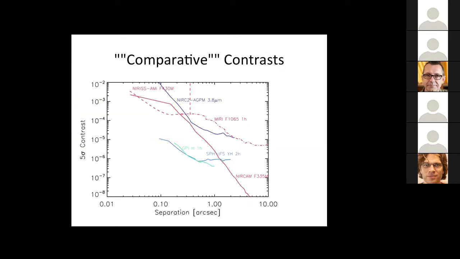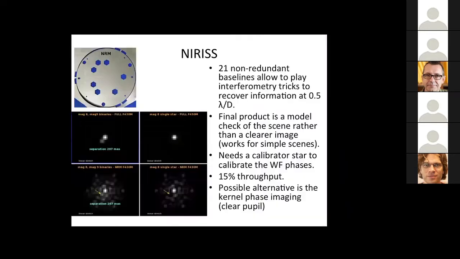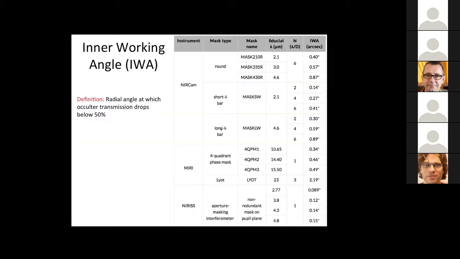Louis? Yeah. Can you go back one slide? One after. For MIRI, you have a Lyot coronagraph that specifies a 23 micron wavelength. So why do you attach a wavelength to a Lyot? Because that's set. You cannot change filter. The design was made for that wavelength. You have no option to use a different filter for that.